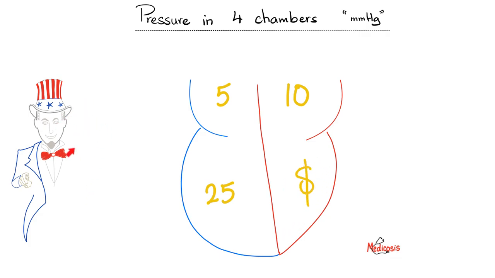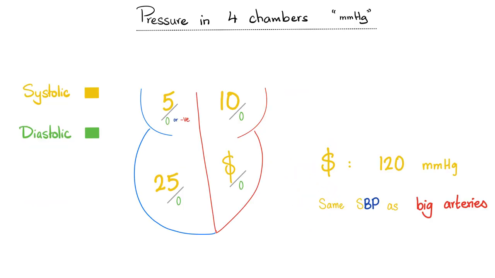Basically, this is your good old fiat currency. You have the nickel, the dime, the quarter, and the dollar. The dollar here is the systolic pressure in the ventricle, which is 120. So now you know the systolic number: 5, 10, 25, 120. All of this happens when each chamber is contracting. When each chamber is relaxing, everything in the heart is 0. And that's the pressure in the 4 chambers.